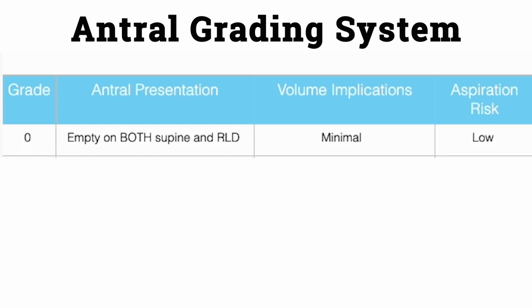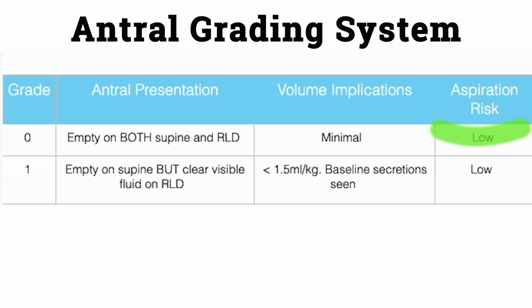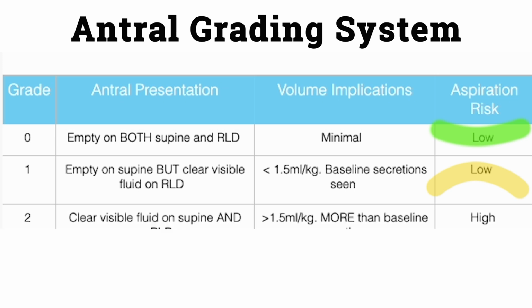A. Grade 0. Empty gastric antrum in both positions. This is suggestive of no gastric content present and represents low aspiration risk. B. Grade 1. Empty gastric antrum in supine, but clear fluid present in the RLD position. This is suggestive of a small amount of gastric content. In this scenario, the amount of fluid in the stomach is estimated to be less than 100 mLs in 75% of the cases.